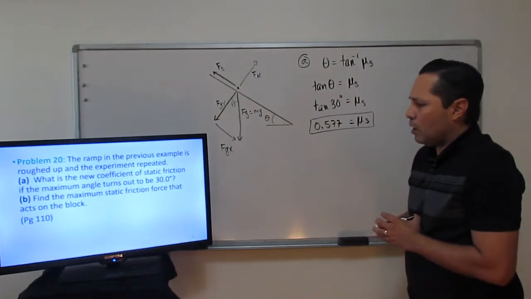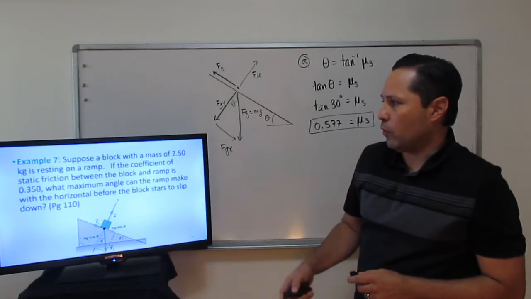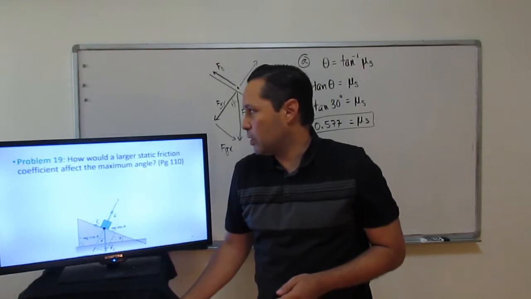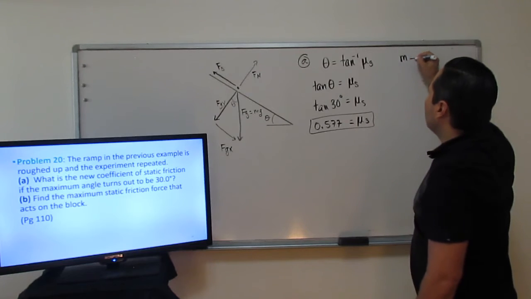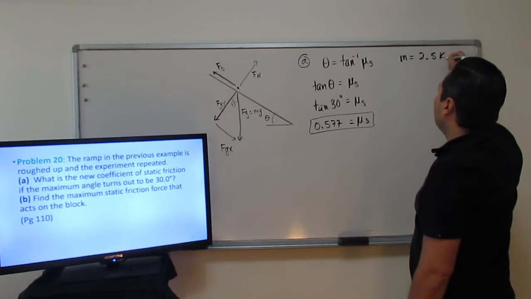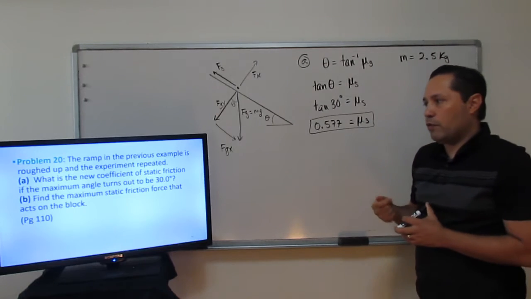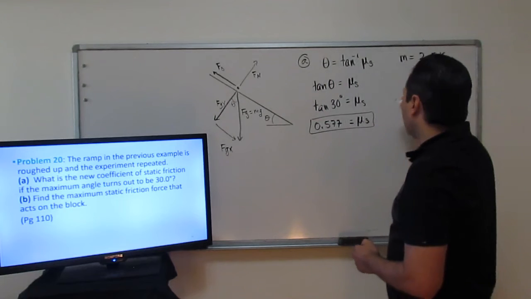I wanted to go back to the original problem where they tell us that the mass of the block is 2.5 kilograms. So we're going to need that value. I'm going to write it over here. Mass of this block is 2.5 kilograms. Again, they want to find the maximum static friction force that acts on the block.